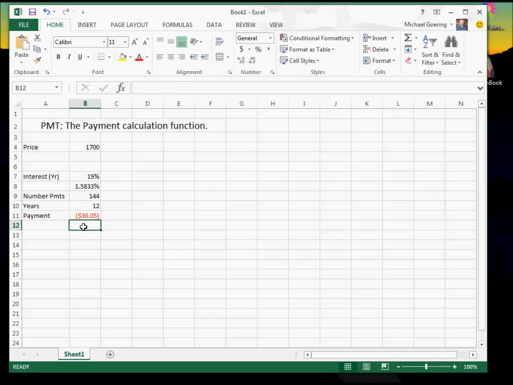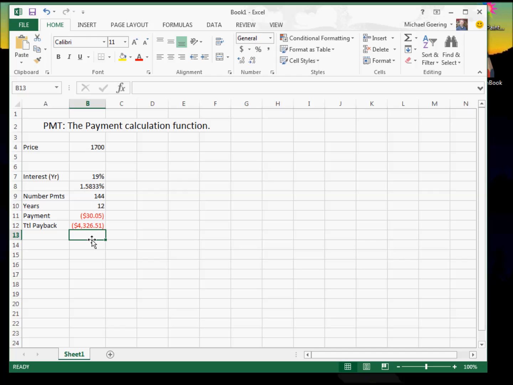Let's learn a little bit more about what is happening with this loan. If I wanted to find out what the total payback amount was, total payback is going to equal how much we pay times how many times we paid it. And that looks like $4,326. Wait a second, that's a lot more than the $1,700 that the salesman sold the stereo for.